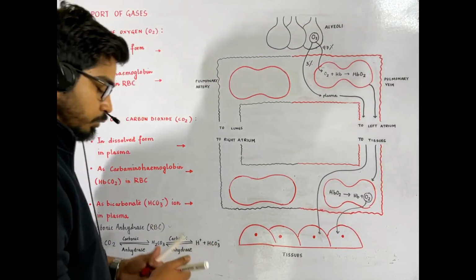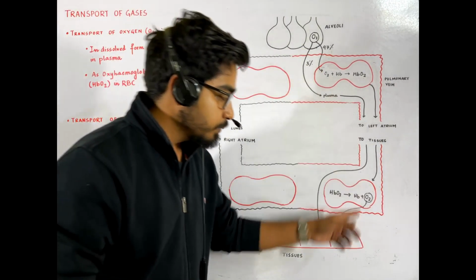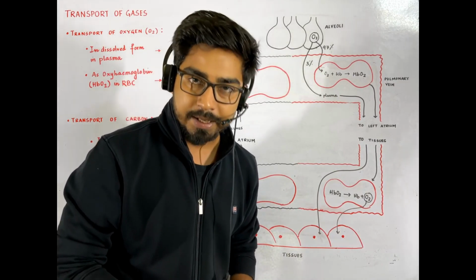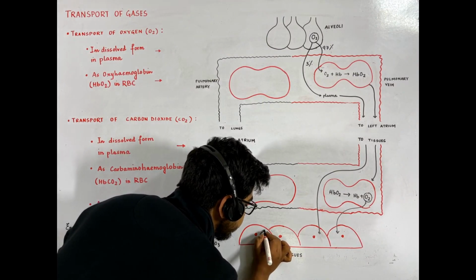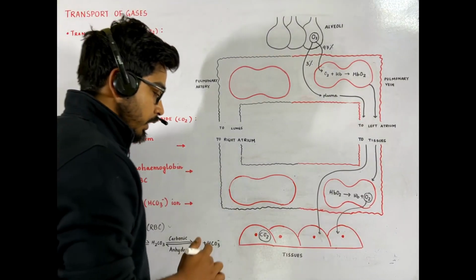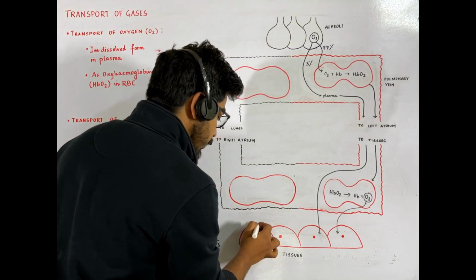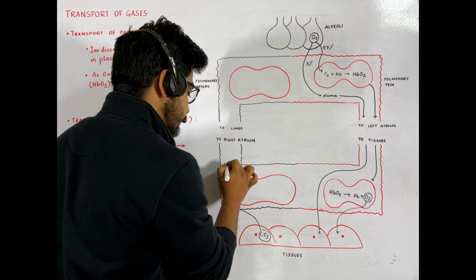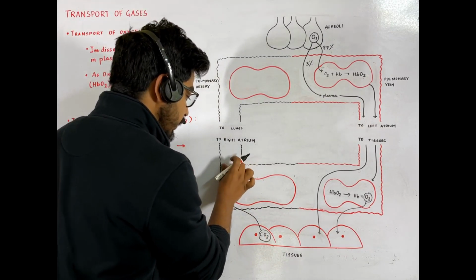Okay, so now coming to the tissues. While doing this process, the tissue was performing respiration and it was giving out carbon dioxide as a byproduct. So now the tissue is rich in carbon dioxide, CO2. Now 7% of carbon dioxide will directly dissolve in plasma.